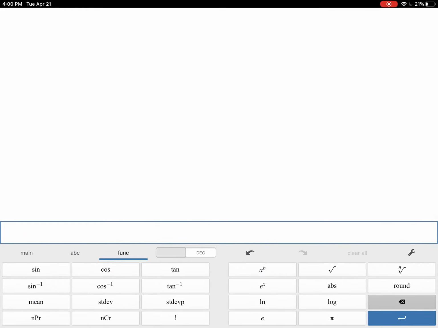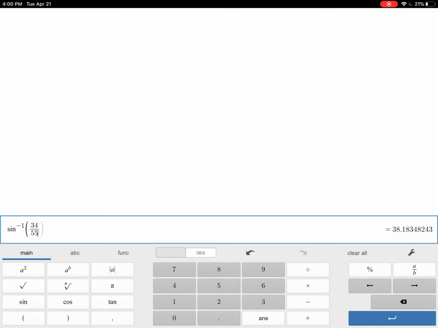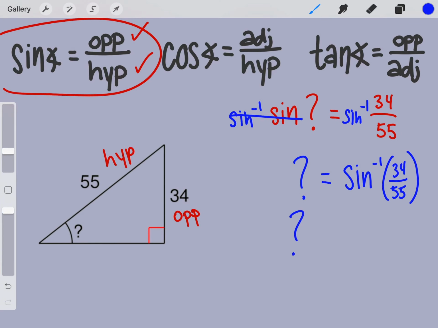Clear all. Function, inverse sine, back to main, 34/55. And that gives us 38.1834 and so on, which rounded to the nearest tenth is 38.2 degrees. Question mark equals 38.2 degrees. Don't forget that degrees symbol, it is important. We're dealing with an angle, and degrees is how we know if it's an angle or a side.